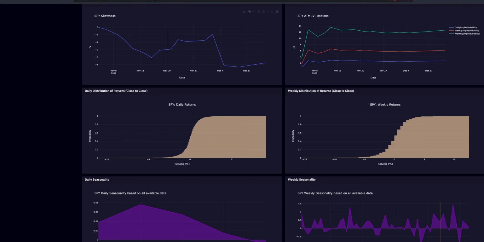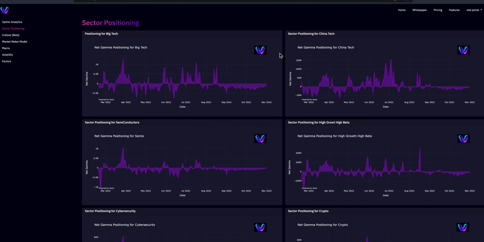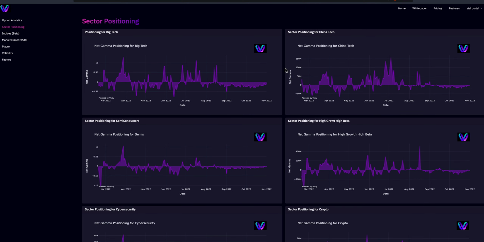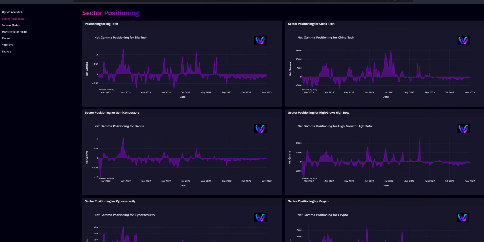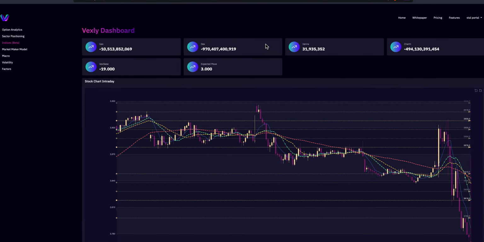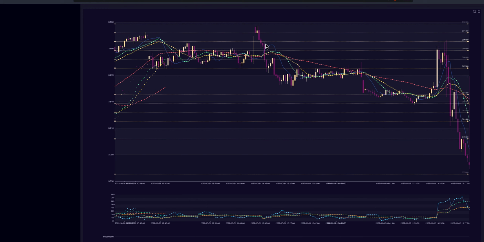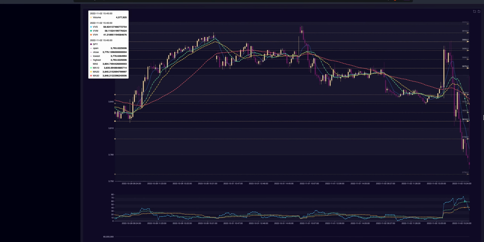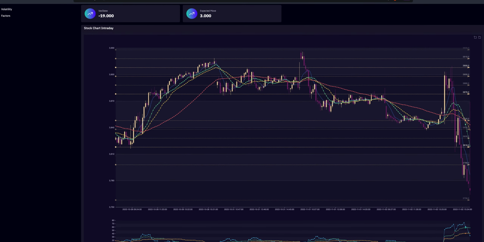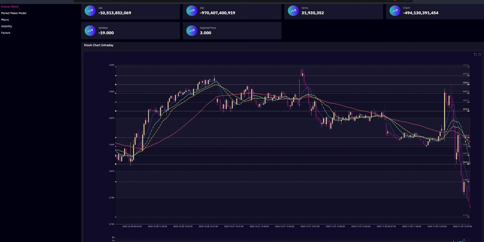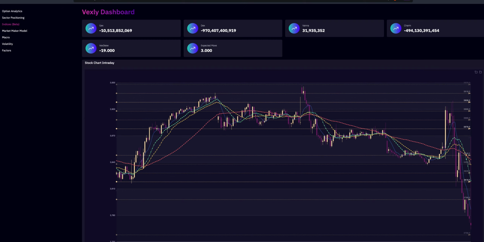Alright, moving on, you then have the sectors positioning, and I'm going to flip between this page and the indices page because I look at both together. With the indices page, you essentially have everything that you had on the options analytics page, but just directly geared towards futures.